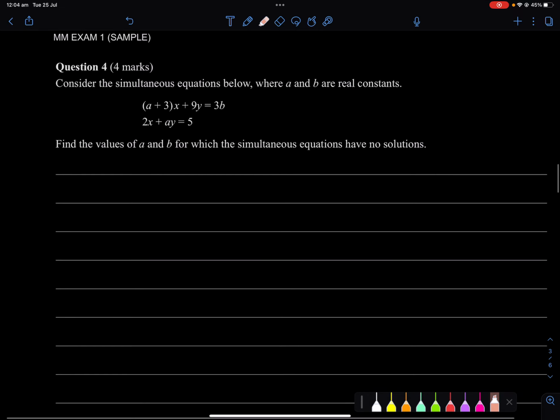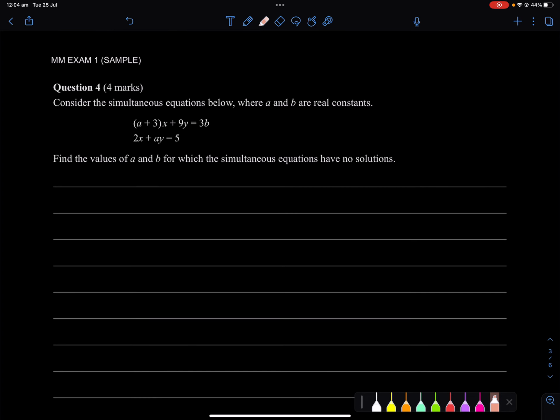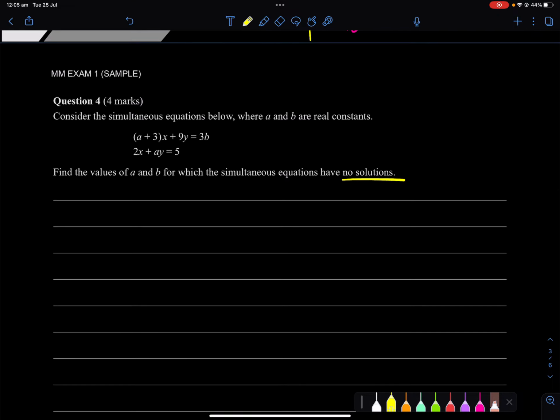Let's go down for the next equation. So here it says, consider the simultaneous equations below where a and b are real constants. Find the values of a and b for which the simultaneous equations have no solution. Okay, so we know they are linear lines, so they're straight lines. For straight lines to have no solutions, what do we know? What are the conditions? Let's just have two graphs.